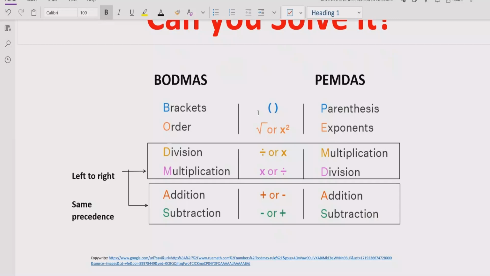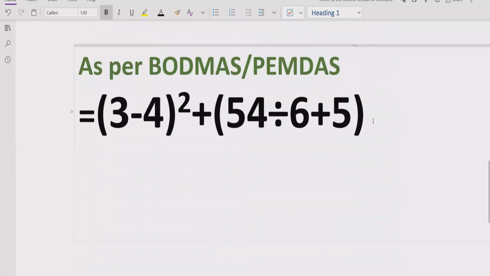Step number 3, you have to solve division and multiplication. So what you have to do, you have to go left to right in your expression and find out division and multiplication. If you go left to right and you find the division first, you have to solve the division first. And if multiplication is coming first, you have to solve the multiplication first. Either you are using BODMAS or PEMDAS, the rule is the same for both. Similarly, for addition and subtraction, we have the same rule. We can solve addition first if it is coming first, and we can solve subtraction first if it is coming first.